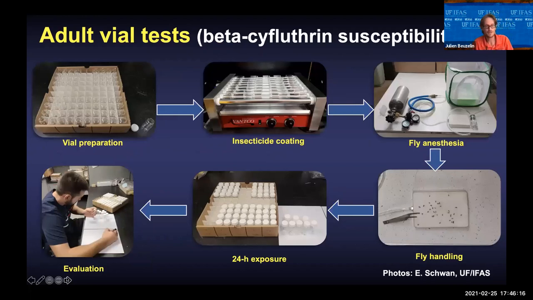And this particular project is my master's student project, Eric Schwan. I believe that Eric and Balwinder are participating in the meeting today, so if you have questions for them, they could directly answer. But here you see how we do the vial tests. We have those glass vials. We put the insecticide in and then we dry the vials on a hot dog roller so that there is a homogeneous coating of the insecticide. Then the flies that are in the cage, we select them to have the same number of males and females, using CO2 to calm them down. And then we put them in the vials for 24 hours and then we evaluate for mortality.